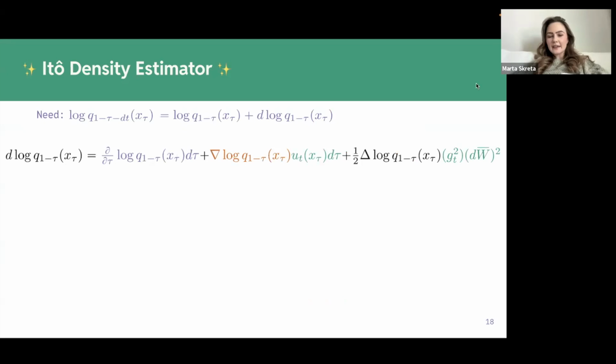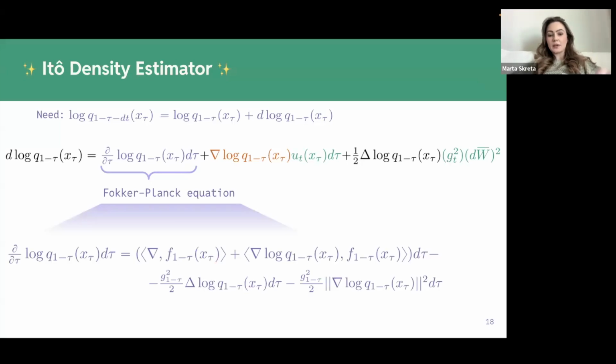Okay, so expanding these terms a little bit, I won't go through the whole thing, but if we take the reverse time Fokker-Planck equation and we expand it, what we see is we actually get this term down here at the bottom. I don't know if you can see my mouse.